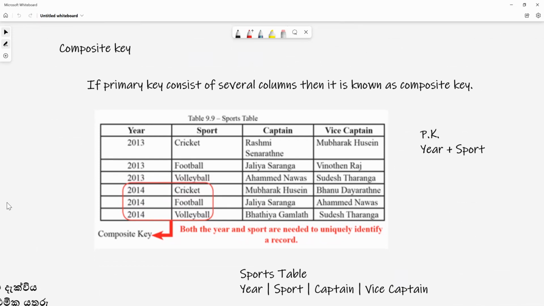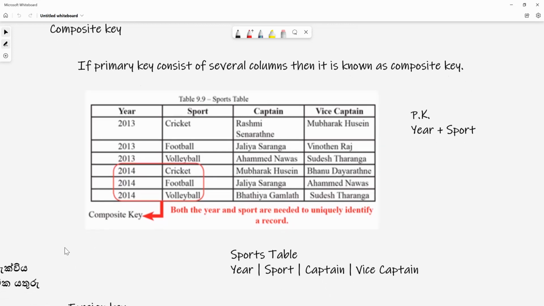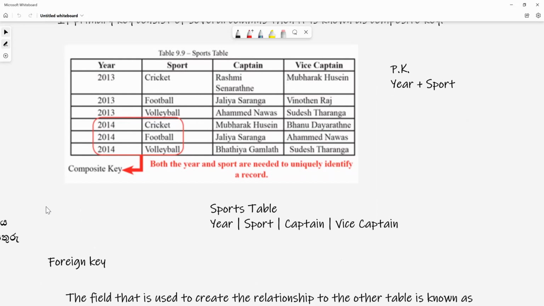example. In this example, you see a sports table. We have year and sport, captain and vice captain. If you take each individual column, we have duplicate values. But if you take both year and sport, then we can find uniqueness. So the primary key is not only one field, but two. You use both year and sport for this table.